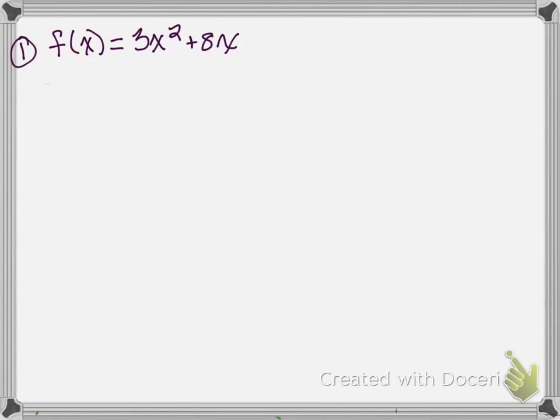So for our first one, the problem says, for the function f, construct and simplify the difference quotient. So the difference quotient is f of x plus h minus f of x over h. Now, I like to do this in different colors. I don't know if students like that or not, but I'm going to do it in different colors.